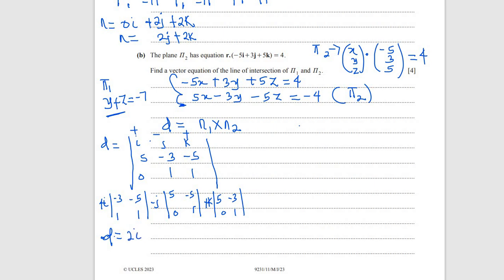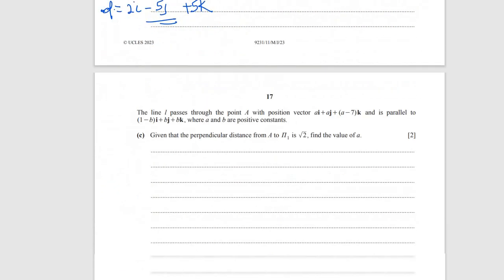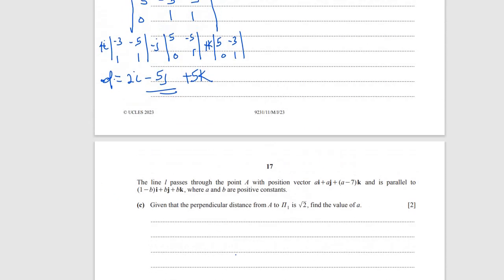If you use the determinant, the other one will give us minus 5j and plus 5k. This is the direction of the two planes.